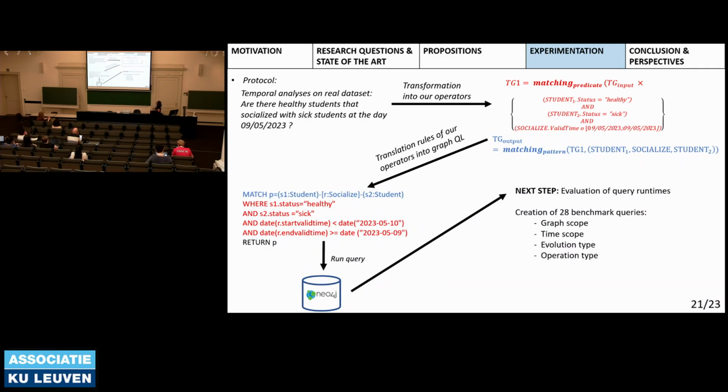To do so, we have created 28 benchmark queries that cover a wide range of scenarios of the temporal evolution of an application. We classified these queries into 4 criteria. First, the graph scope, ranging from a single entity to the entire graph. Second, the time scope, ranging from a single time point to several time intervals. Third, the evolution type, in terms of attribute value, topology, and attribute set. And finally, the operation type, which refers to an aggregation or comparison.